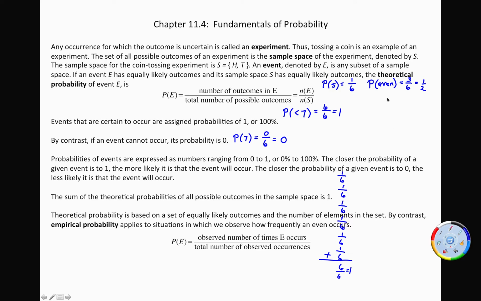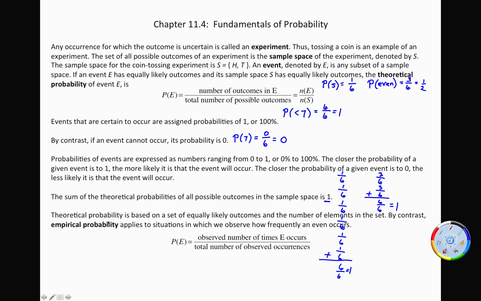If our event is, we were talking about rolling even versus odd, the probability that you roll an even is 3 out of 6. The probability that you roll an odd, let's see, a 1, a 3, a 5, there are also 3 odd numbers on a die. So if I sum those, again, I get 6 out of 6, or 1. The sum of the theoretical probabilities of all possible outcomes in the sample space is always 1. That's going to be important to us later.